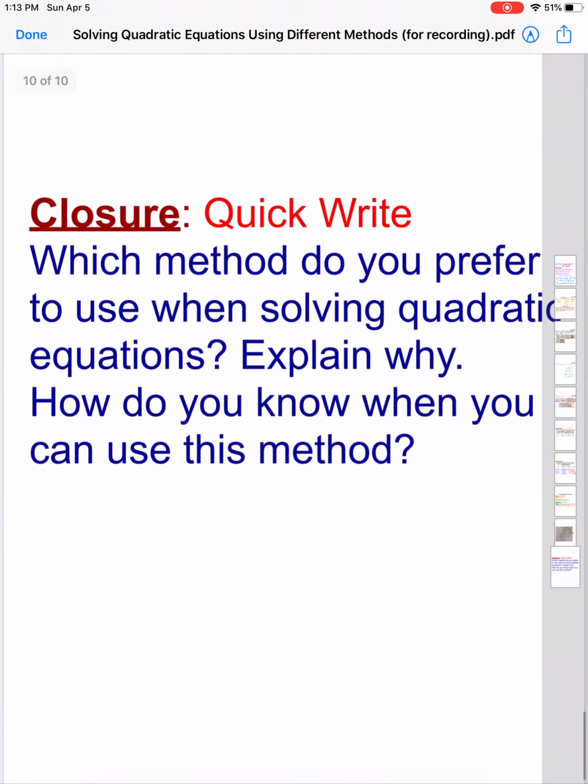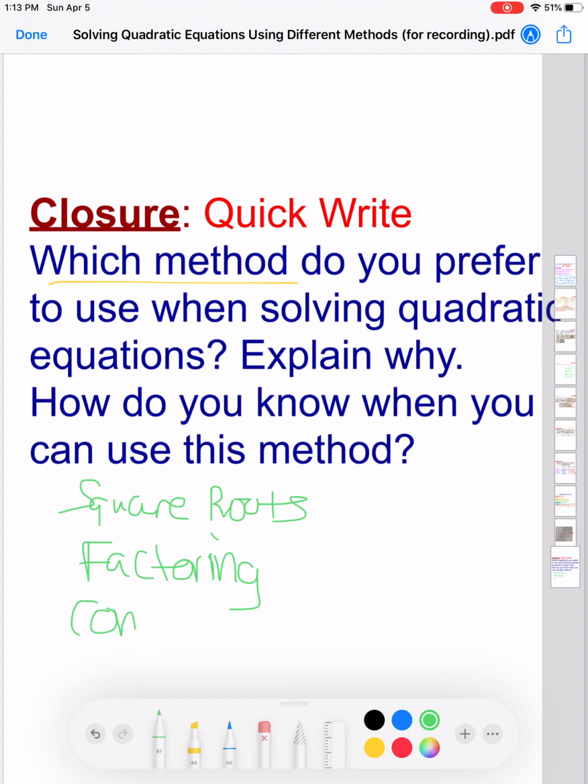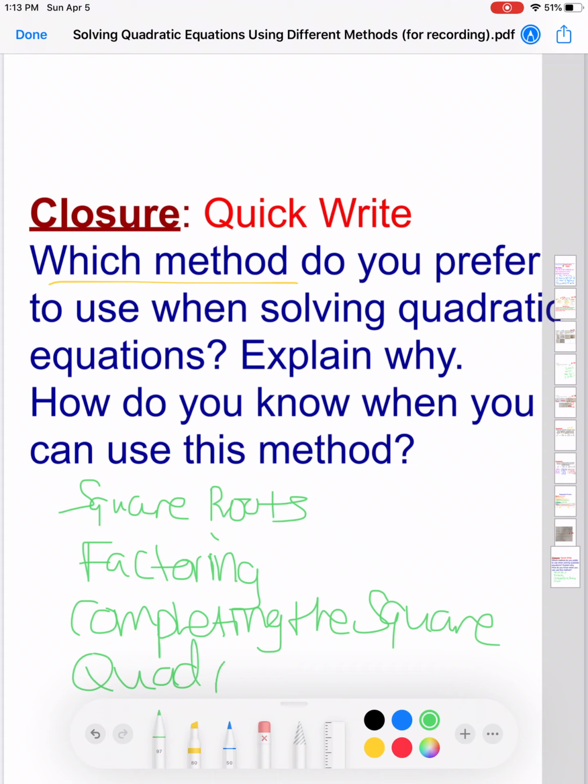The last thing we'd like you to do, just to summarize the first half of Unit 8, is think about which method do you prefer to use when solving quadratic equations. So again, just to review our different methods, we have square roots, we have factoring, we have completing the square, and we have the quadratic formula.